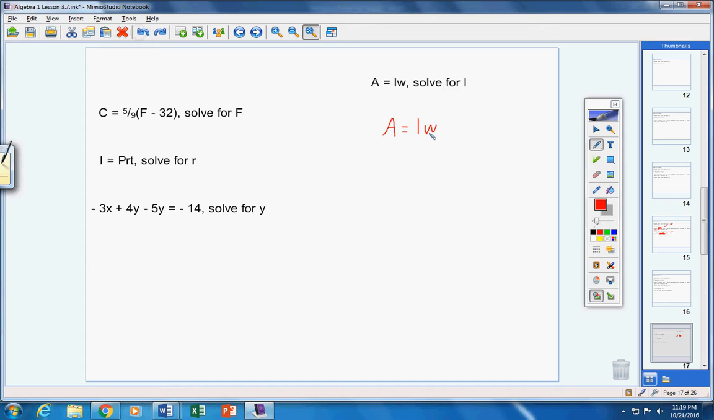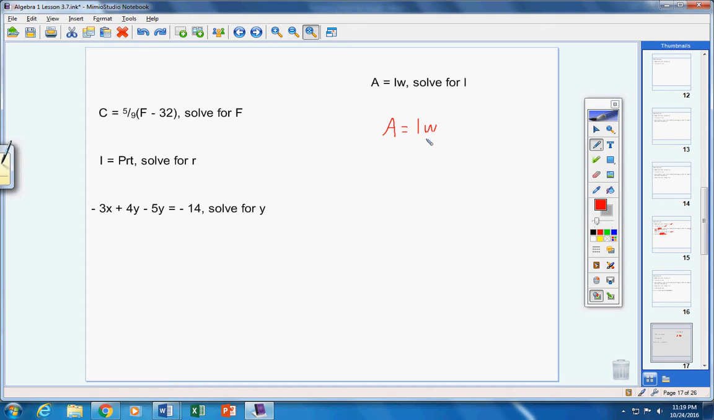This is one term. Guys, you should know that by now. That's not two terms. If it said L plus W, that would be two terms. If it said L minus W, that would be two terms. Remember, positives and negatives divide an expression up into terms. Don't ever forget that. They're multiplying. That's one term. So there's really nothing I can do. I cannot simplify this, and I cannot simplify this.